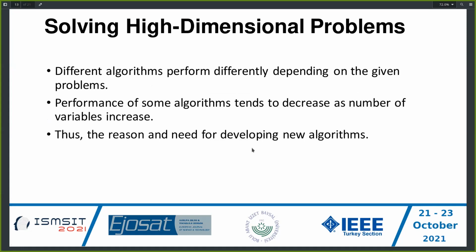Also, it is known that the performance of some algorithms tends to decrease as the number of variables increases. So this is also one of the reasons why we need to develop new algorithms.